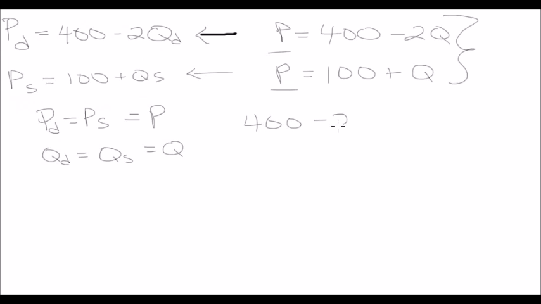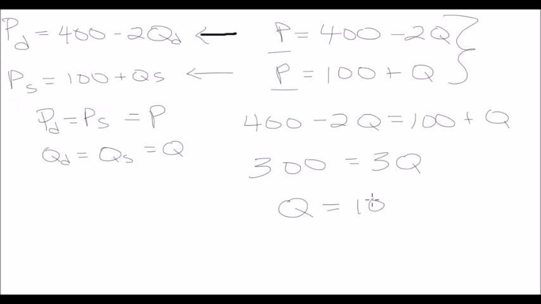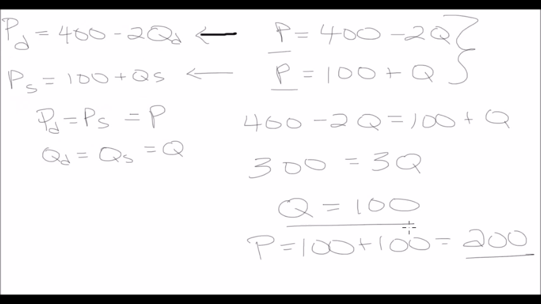So you get 400 minus 2q is equal to 100 plus q. I move the 100 to the other side, I get 300. I move the 2q to the other side, I get 3q, and I solve and I get that the quantity demanded in this market equilibrium is 100, and then I can plug that 100 back in. I'll use the second equation and notice that the price is equal to 100 plus 100 or 200, and so my solution is that price equals 200 and quantity equals 100.